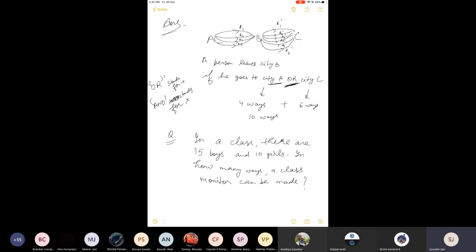Got it? So for a class monitor, in brackets you will write, boy can be selected in 15 ways. For a class monitor, in brackets you will write, girl can be selected in 10 ways. Number of ways in which a class monitor can be selected: 15 plus 10, 25. Last question. Can you tell me why 15 into 10 will be wrong? Why plus, why not into? What will happen if I write 15 into 10? Why will it be a wrong answer?